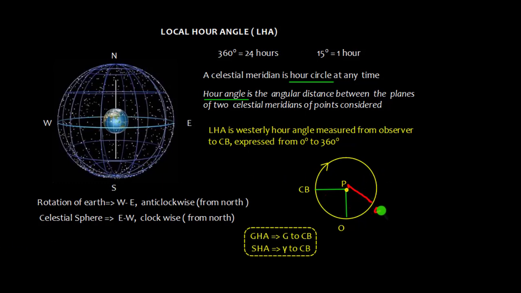If you measure from the Greenwich meridian, then it is considered as Greenwich hour angle. If you measure from the local observer, it becomes local hour angle. So I hope the definitions are pretty clear. Westerly hour angle is measured from the observer to the celestial body in an anti-clockwise direction. This is measured 0 to 360 degrees in this direction. That's a clockwise direction from the top.